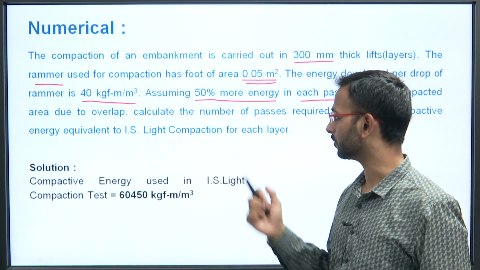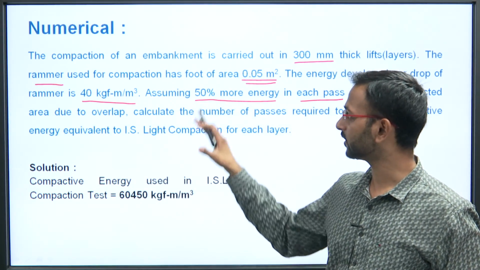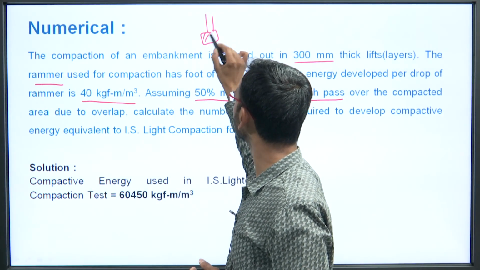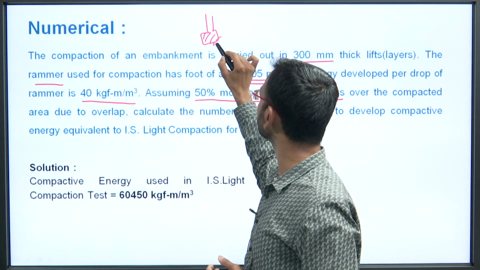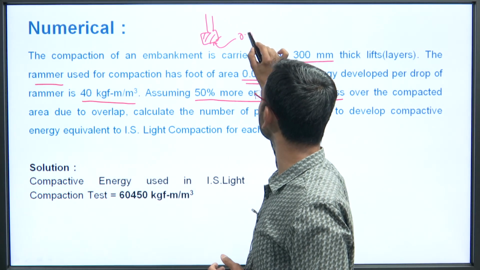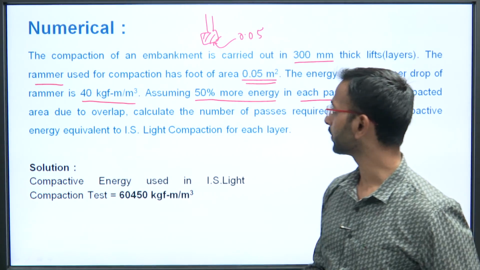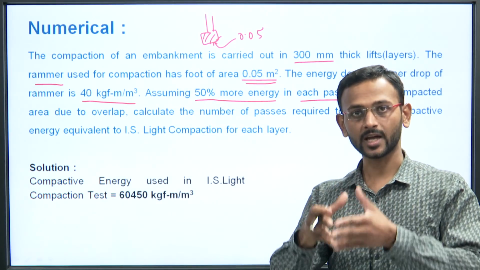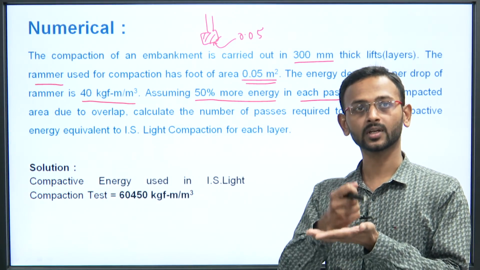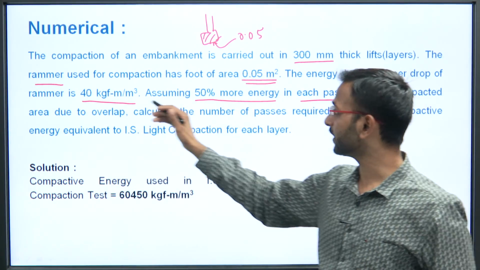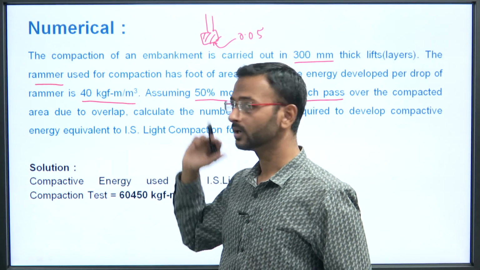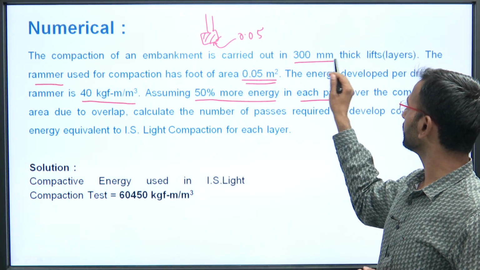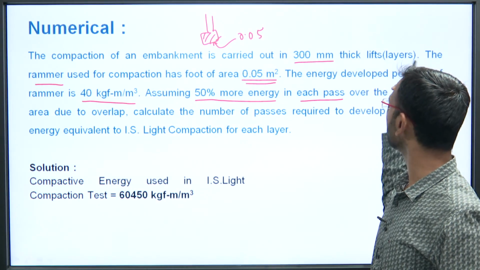Now understand, let us say this is the data given and you have some rammer here which has a foot area of 0.05 meter square. The energy developed per drop of rammer, like each time you drop the rammer on the soil, is 40 kilogram force meter. So the energy is given. Now it is carried out in 300 mm thick layers or lifts.